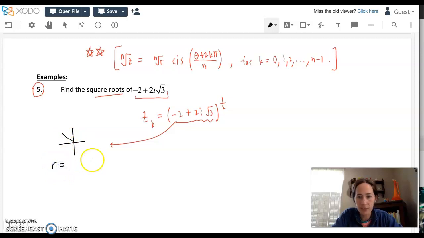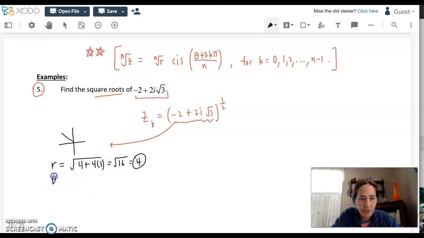What would r be? I can use the same exact conversion methods I've always used. R equals the square root of x squared plus y squared. So x is negative 2. You square that, you get 4. Plus y, 2 square root of 3 squared, gives you 4 times 3. All said and done, this will be the square root of 16. So r in this problem on the inside is going to be 4.